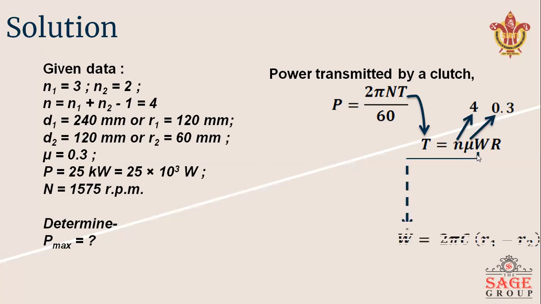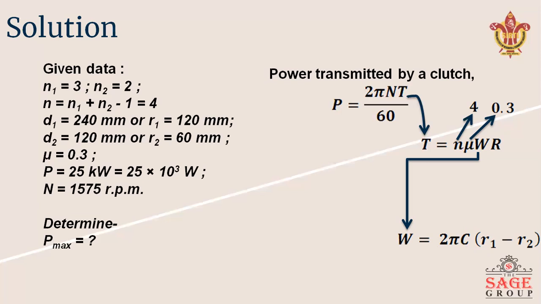W is equal to 2 pi C (r1 minus r2). We have already derived this equation. In this equation we have the values of r1 and r2, but we do not have the value of C. C is a constant, so we have to calculate the value of C so that we can easily calculate the axial load. In the question, the uniform wear theory is given.